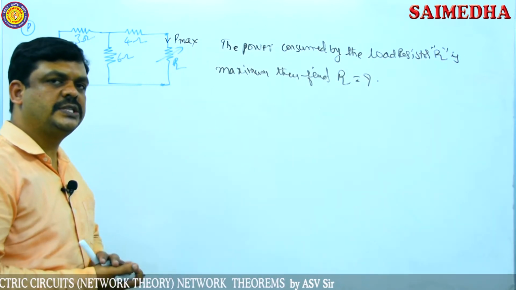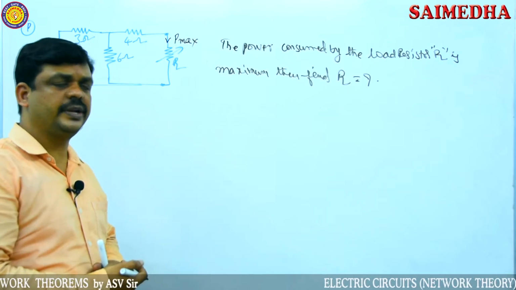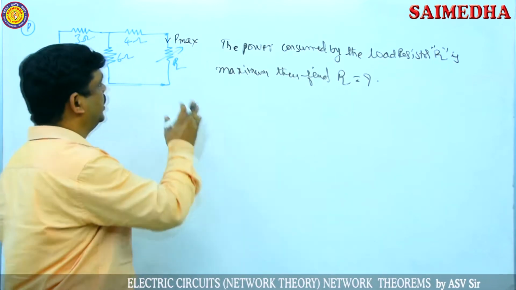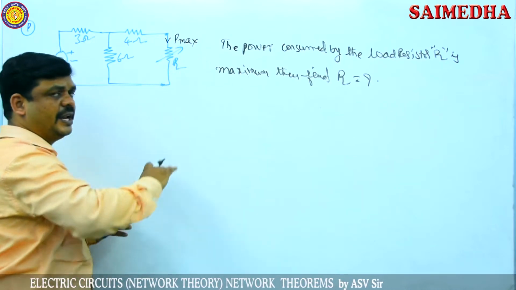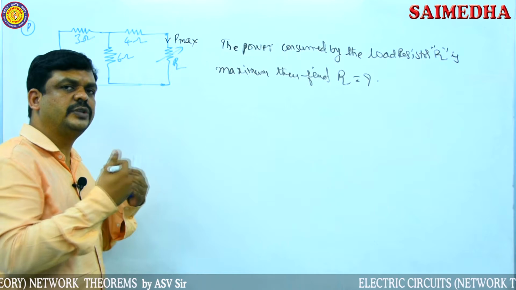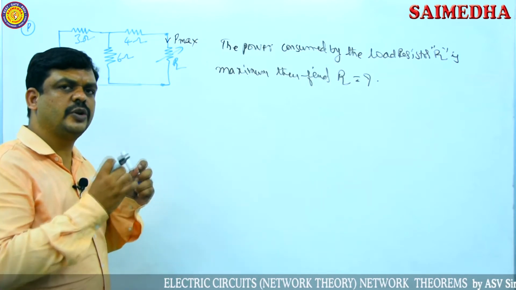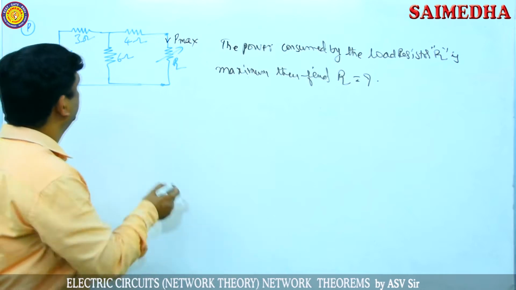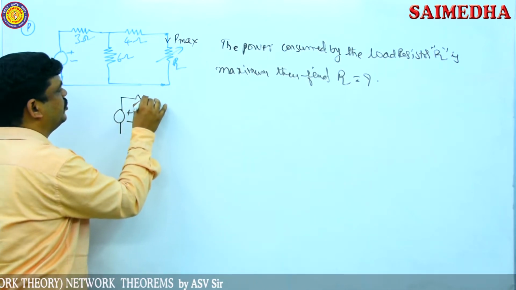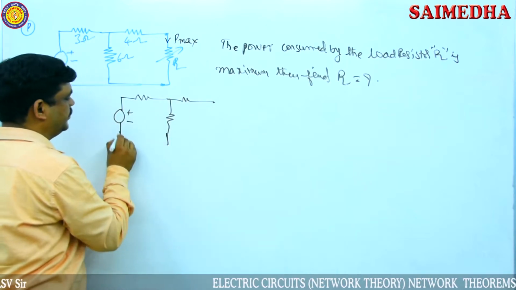To find the unknown load resistance RL value for maximum power, first remove this load resistor RL from the given network, because we want Thevenin's equivalent circuit. So the complete network is converted into Thevenin's equivalent circuit. To convert into Thevenin's equivalent circuit, it requires open circuit load terminals, so that's why I am taking open circuit load terminals. So first remove the load resistor RL.